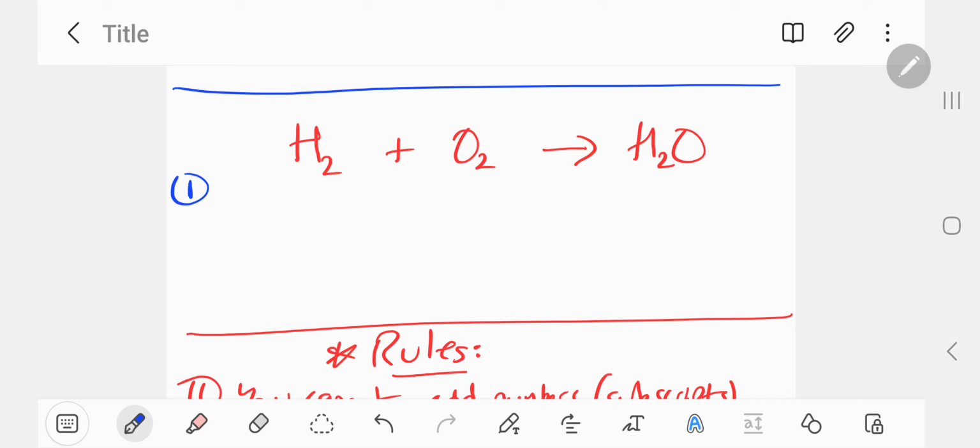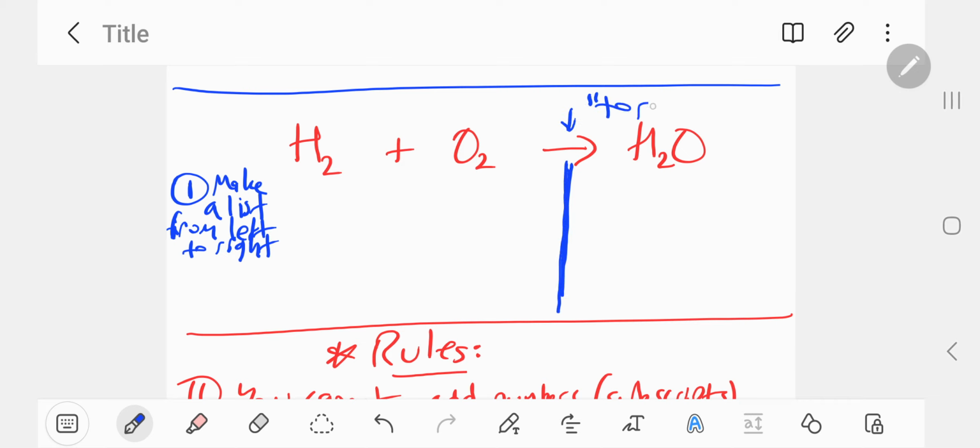Step number 1, I'm going to use blue here, is to make a list from left to right. What does that mean? Well, let's separate the equation first, where that arrow is. The arrow basically means to rearrange. Remember, by definition, you can only rearrange atoms. You can't create or destroy them, according to the law of conservation of mass. And to make a list from left to right means, so let's start from the left, H, and then O.